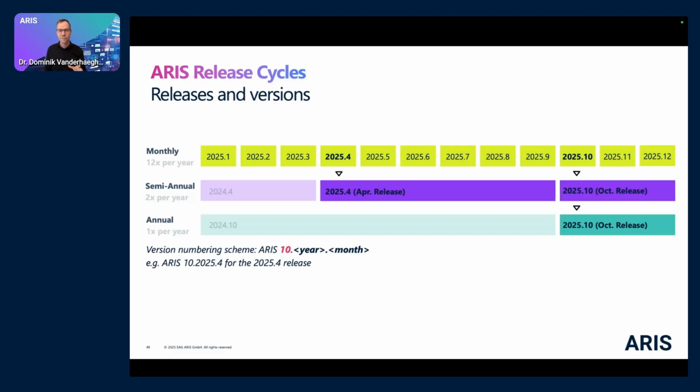And if you think this is a great idea to be on this monthly cadence to get easy and fast access to new innovation, you can move, for instance, from semi-annual to monthly with the April and the October release. Just keep that in mind. You should take some time to deep dive into the topic, as there might be a big impact on your release cycles and what you're planning internally.